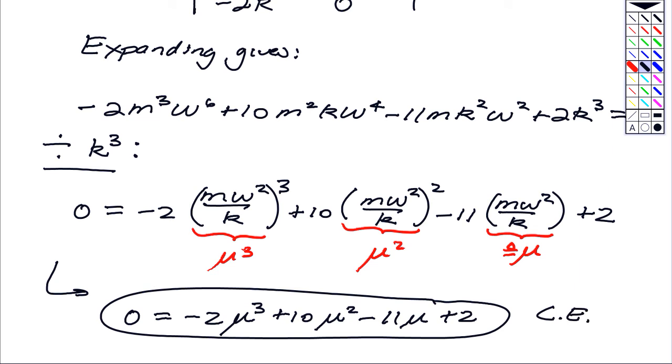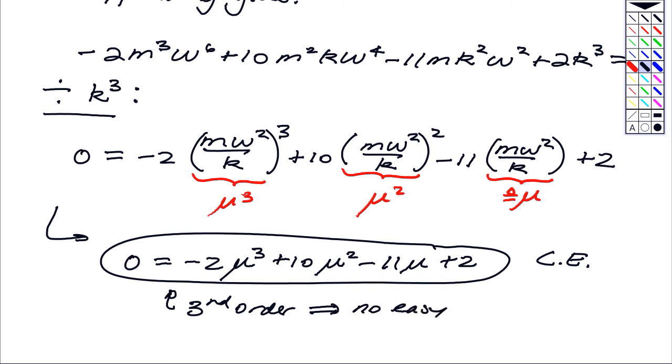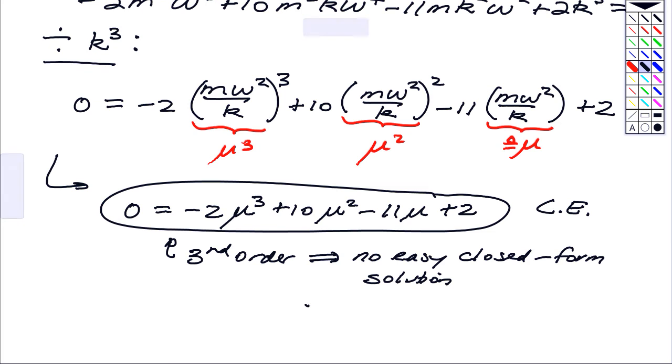That is, I can solve this without having to specify a number for m and a number for k, or even a ratio of m over k. Right now, I'm just saying everything is all in numerical form. So this is third order. The unfortunate thing, though, is that there are no easy closed form solution. Which means that we'll need to use a numerical approach.